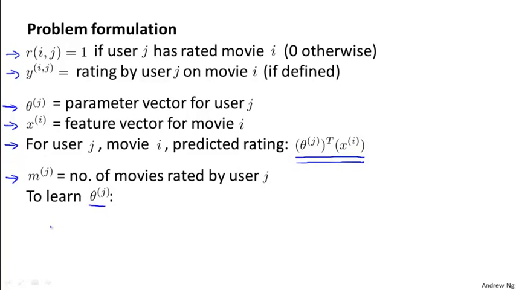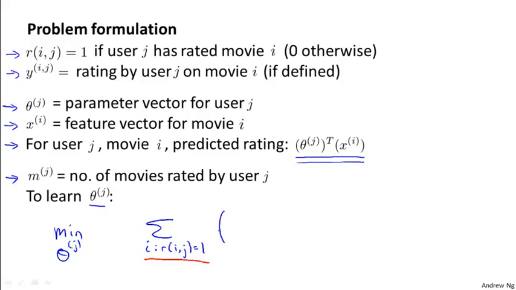In order to learn the parameter vector theta j, let's minimize over my parameter vector theta j a sum, and I want to sum over all movies that user j has rated. So we write this as the sum over all values of i such that Rij equals 1. So the way to read this summation index is, this is summation over all the values of i so that Rij is equal to 1. So this is really summing over all the movies that user j has rated.